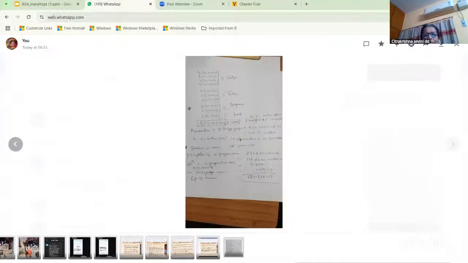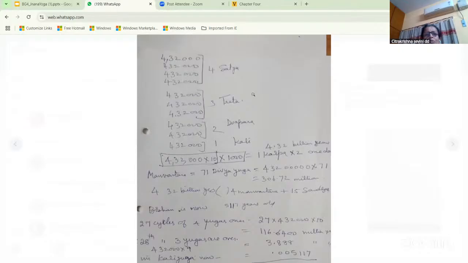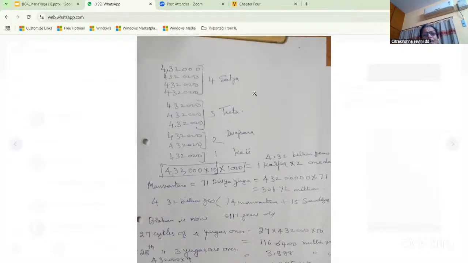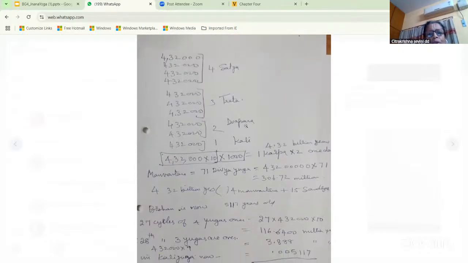We will start. Before starting, I just wanted to show you the calculation, like yesterday, what we were doing. We will just revise it and then it's better we go. You are able to see now? Okay. See, go from down.